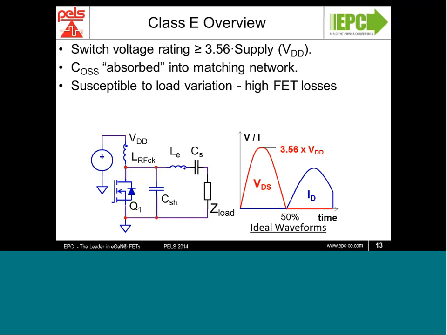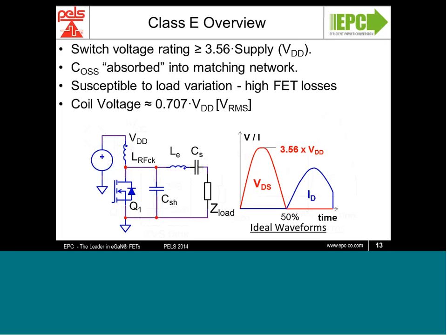However, this topology is susceptible to load variation and can lead to high FET losses as the zero voltage transition is lost, and there are two conditions for that. One is when the load becomes too inductive, which can lead to excessive diode conduction. And secondly, if the load is too capacitive, it can lead to excessive capacitive switching on the device as the circuit goes from zero voltage switching into partial zero voltage switching. And then, of course, the actual voltage that's applied to the tuned coil, in other words, CS and Z load, is approximately 0.7 that of the supply voltage.